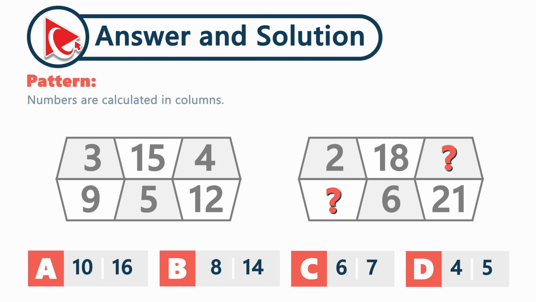Let's take a close look at the mystery box. Numbers here are calculated in columns. First column has numbers 3 and 9. How can you get from 3 to 9? I think you know the answer. You need to multiply 3 by 3. 3 by 3 equals 9.